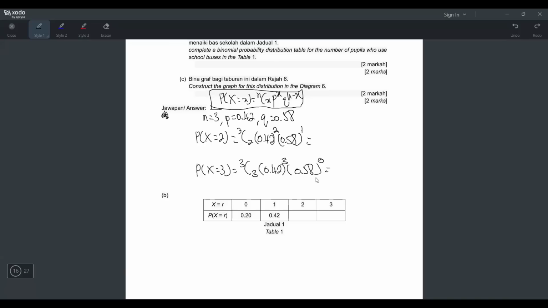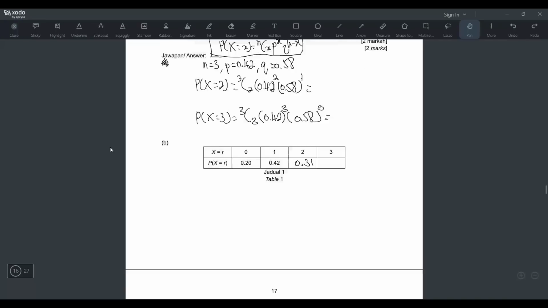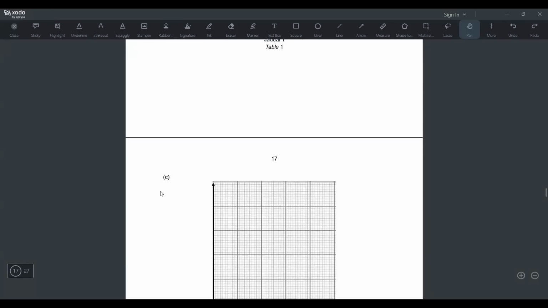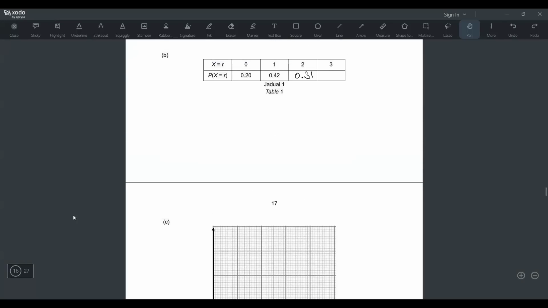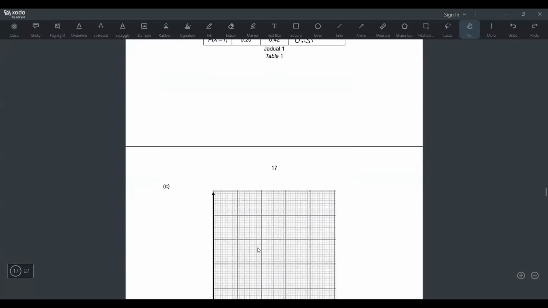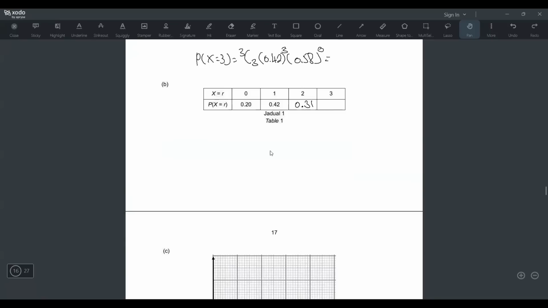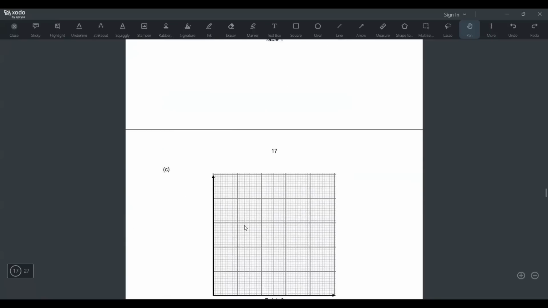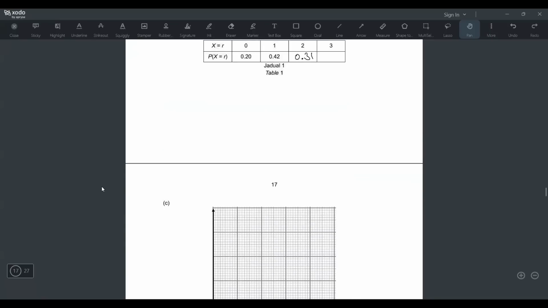You know why? There are two reasons why I prefer to write in 2 decimal places. First reason is because their answer here is also written in 2 decimal places. Another reason is because later you have to draw a graph. And usually when we draw a graph, you will always write in 2 decimal places because you need to plot the points later. If you write too many decimal places, it's very hard to plot. So when you plot a graph, remember always write in 2 decimal places.